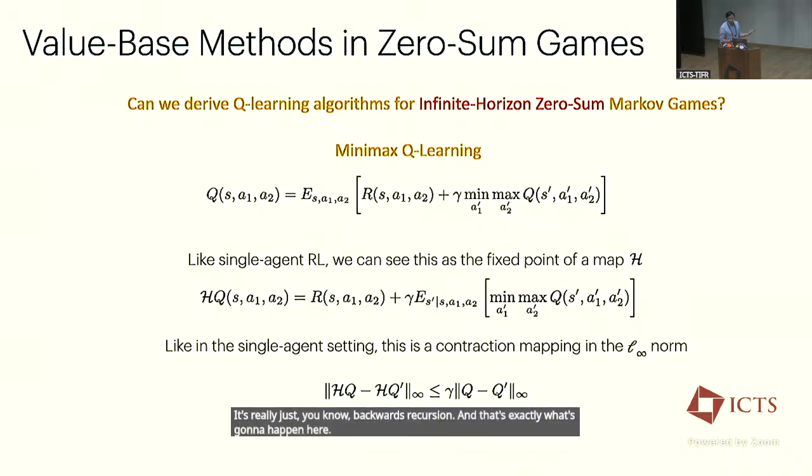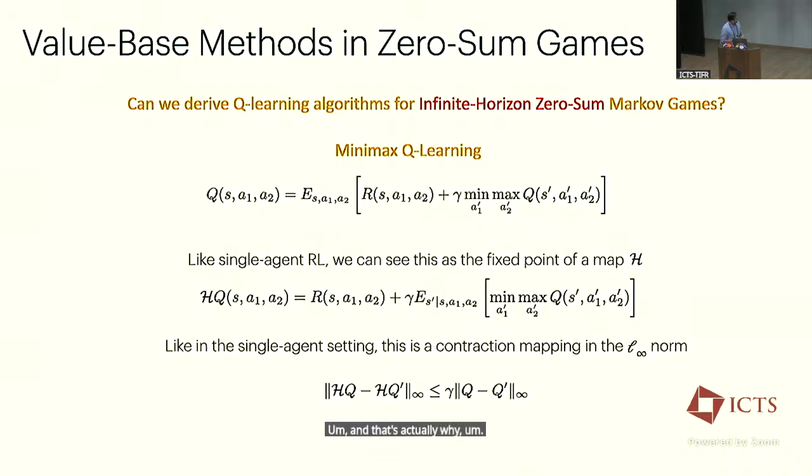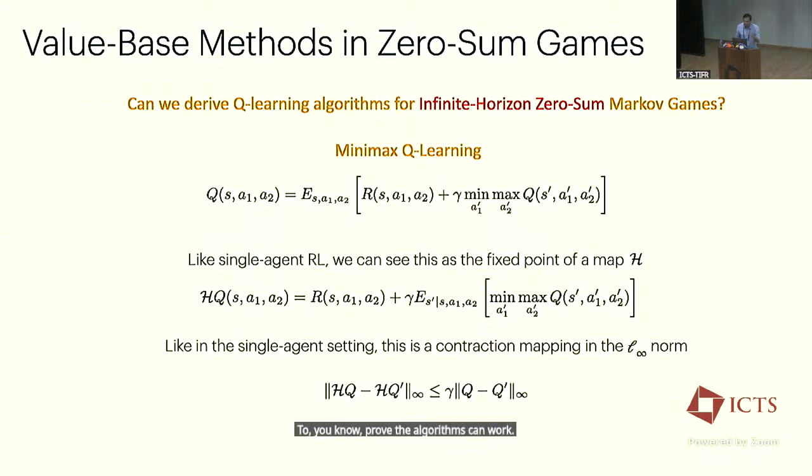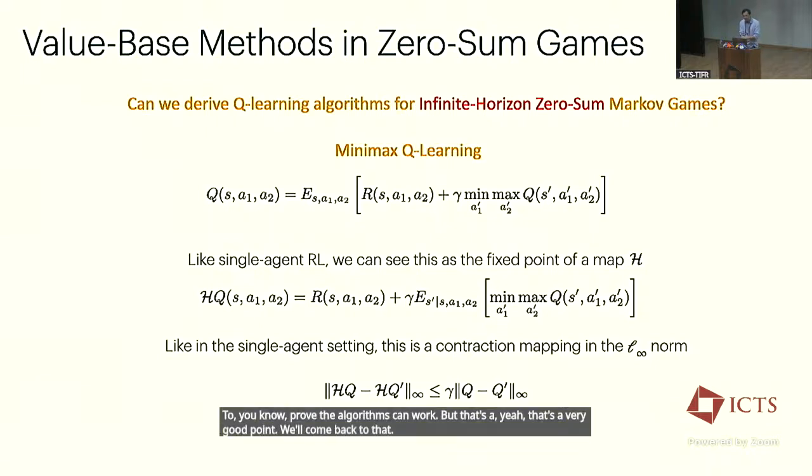And that's actually why finite horizon games have such nicer properties than infinite horizon games, because we don't need a contraction to prove that algorithms converge. But that's a very good point. We'll come back to that.